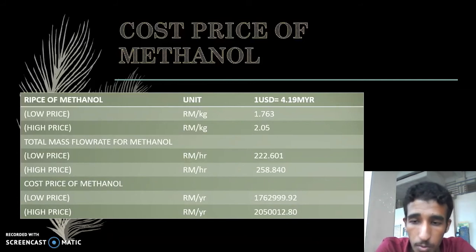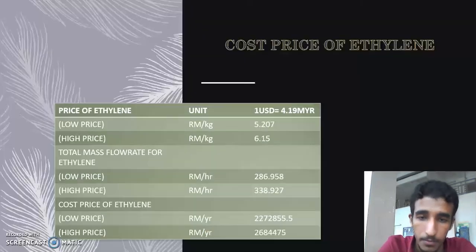So as a normal costing price, the methanol we are buying is over 1 million ringgit per year at the lowest price, and at the highest price is over 2 million ringgit per year.